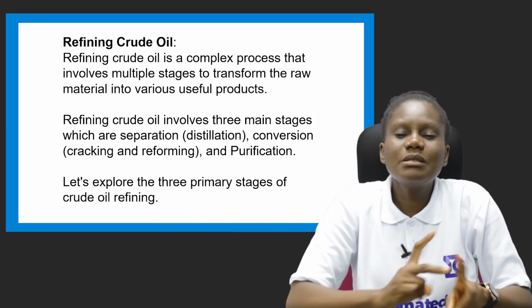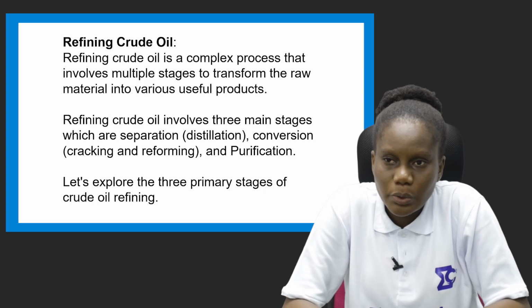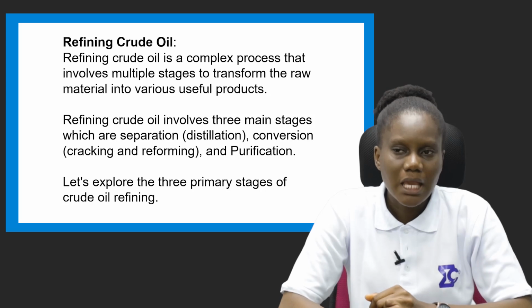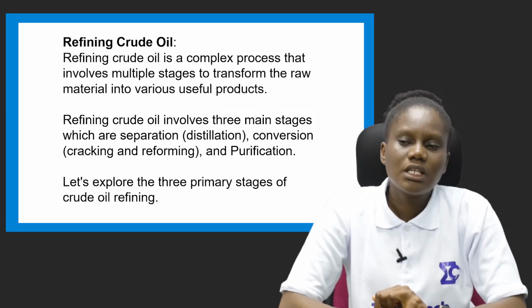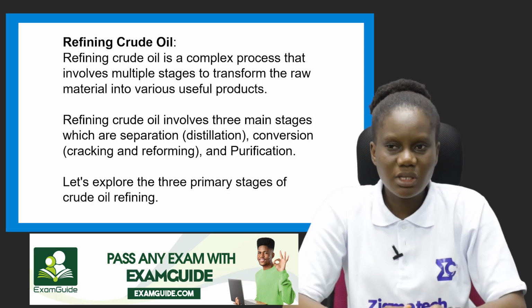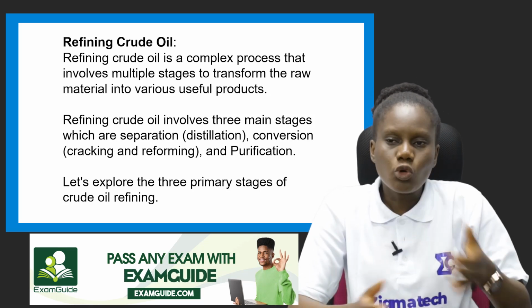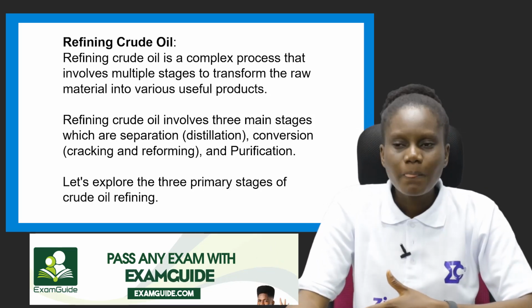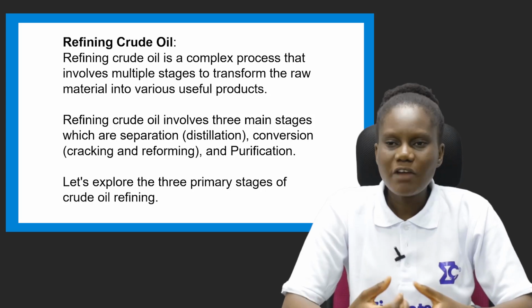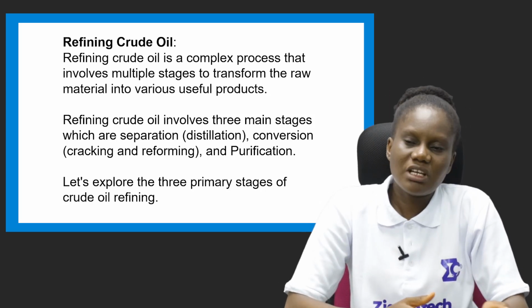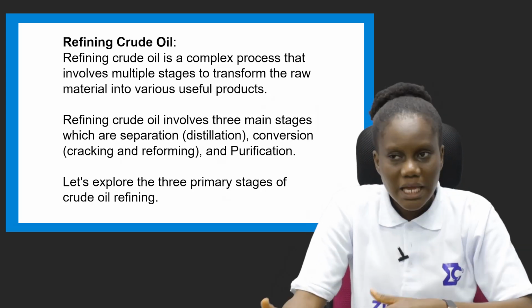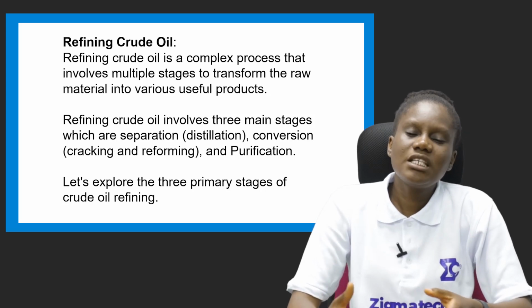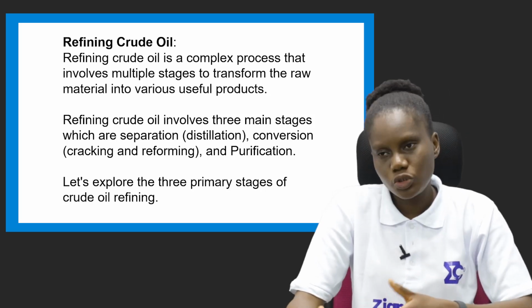Refining crude oil involves three main stages. The first one is separation, and it is through distillation. The second is conversion. After you have separated them into their various components, you convert. During this process of conversion, we have cracking and reforming. And we also have purification. After you've separated and converted them, you purify them to remove every form of impurities, so that in the course of using them, you won't have issues.